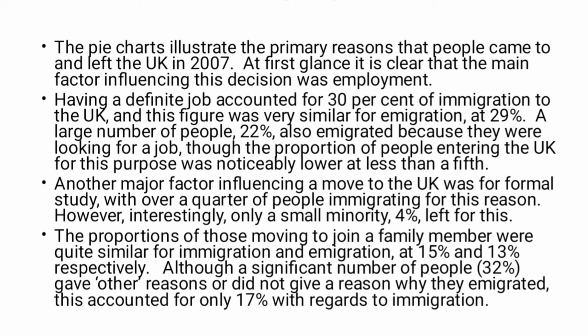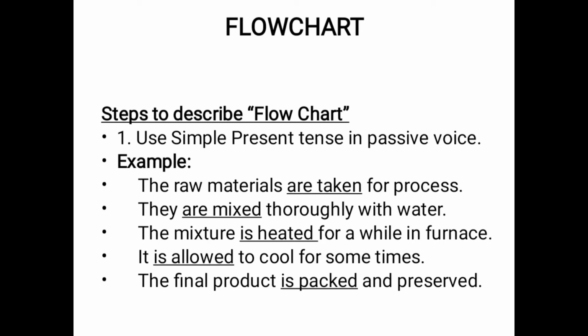So this is the way you interpret the pie chart. Now the flow chart. What is a flow chart? Already we know. A flow chart is a step-by-step progress of a program or a product, etc. So here what we use is simple present tense in passive voice. For example, raw materials are taken for the process. They are mixed thoroughly with water. The mixture is heated. It is allowed to cool. The final product is packed. So this is the process of manufacturing any product.